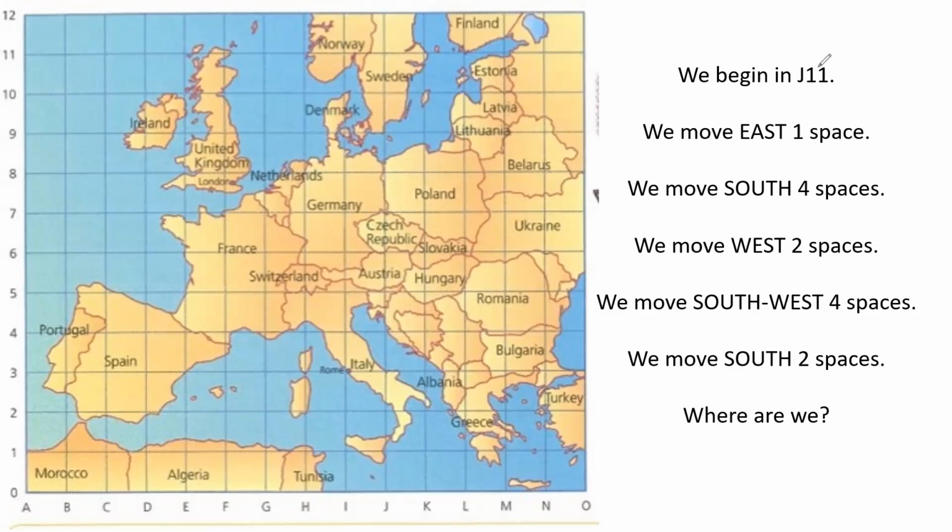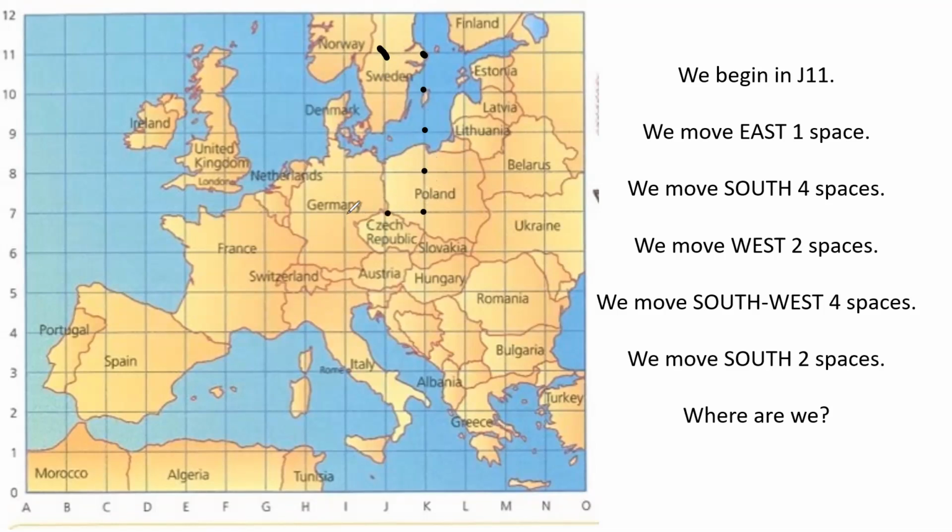So we begin at J11. So here is J. Let's go up to 11, which is here. So we're here at J11. We move east 1 space. So east is this direction. So now we're here. We move south 4 spaces. 1, 2, 3, 4. We move west 2 spaces.